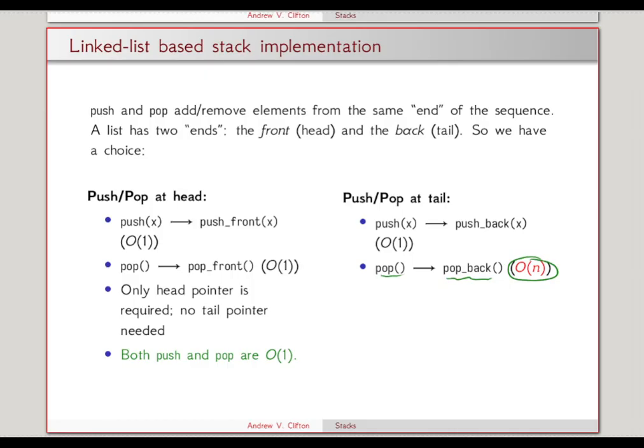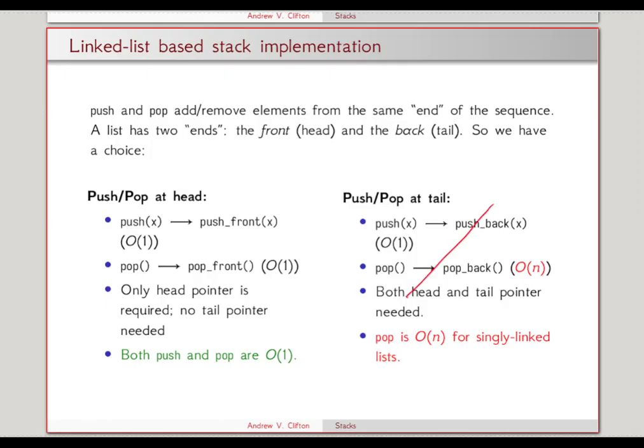Now we could fix that, right? We could make this O(1) if we went to a doubly linked list. But now we have not just an extra tail pointer, now we have an extra pointer in every single node, just to be able to do pop back in constant time. So that's really overkill for our purposes here. So we need both a head and tail pointer, and we have this O(n) on pop back. So that rules out doing push and pop at the tail.